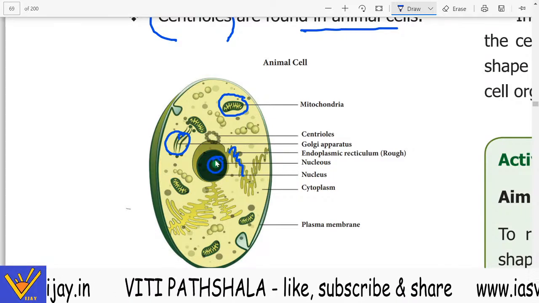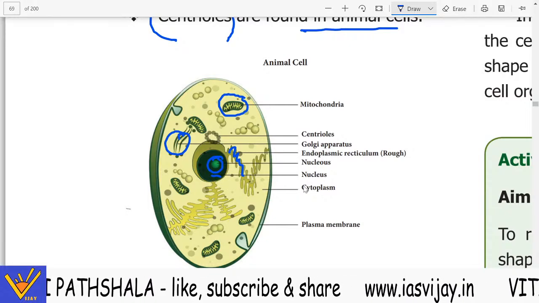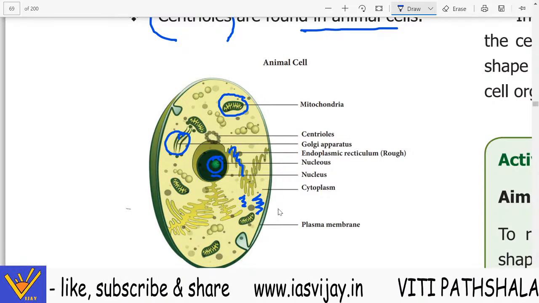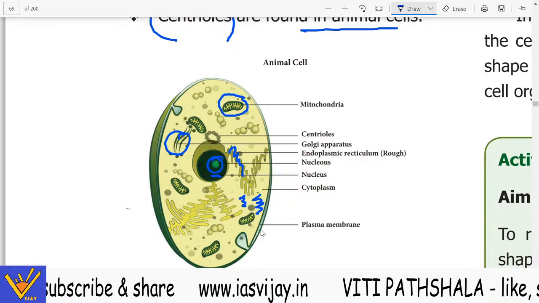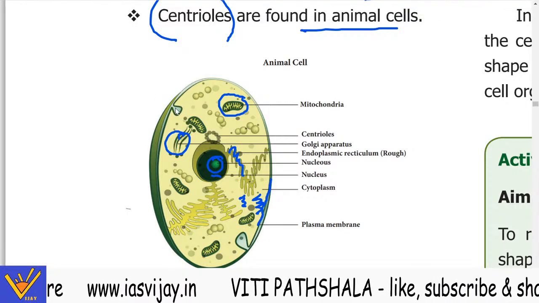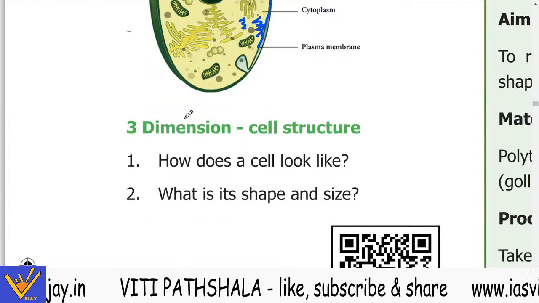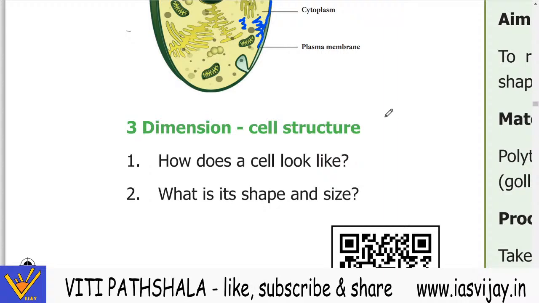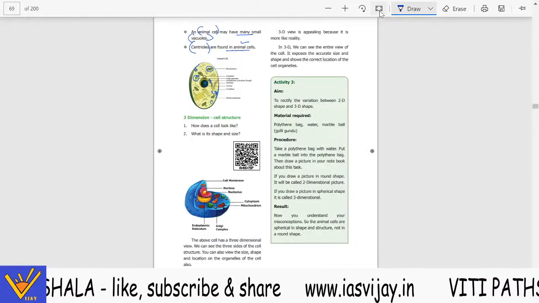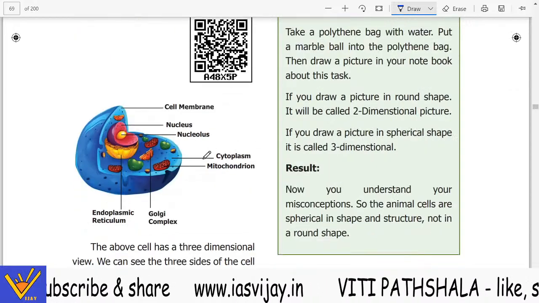Then this green one is the nucleus. Then the yellow one is your cytoplasm. And the plasma membrane you will find here, at the outside, this one is your plasma membrane. Now, the 3-dimensional cell structure. How does a cell look? What is the shape and the size? So this is your 3D shape of a cell.